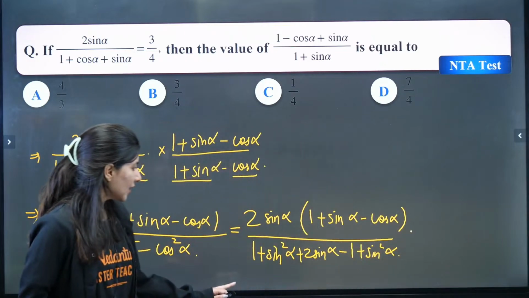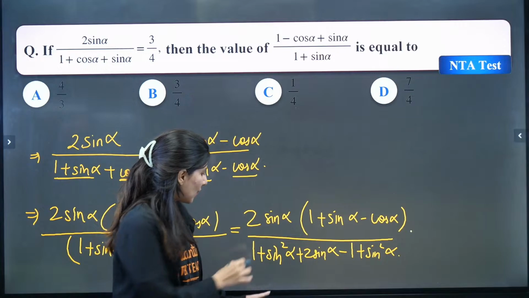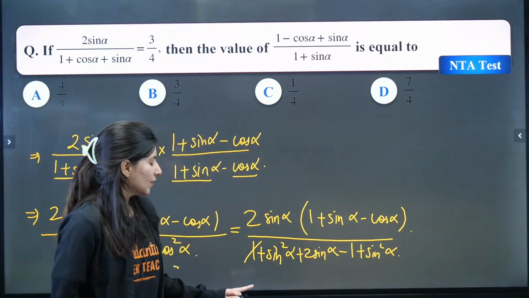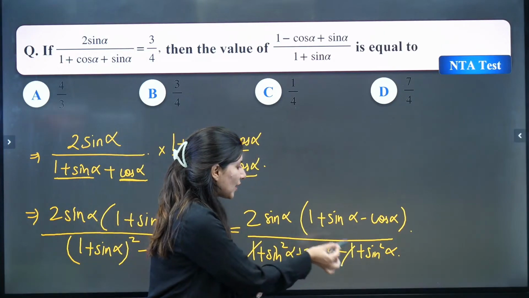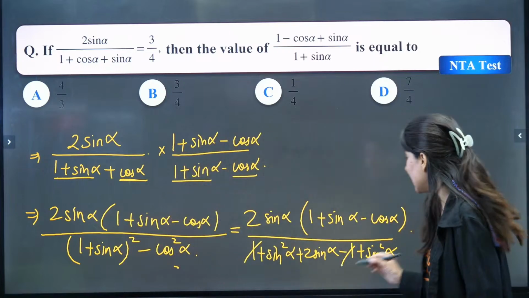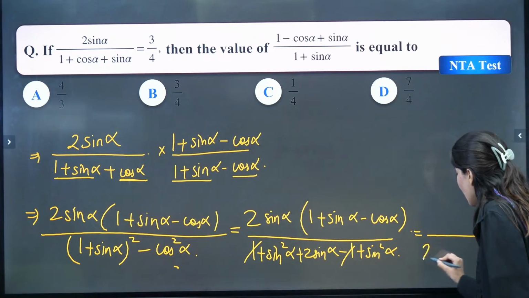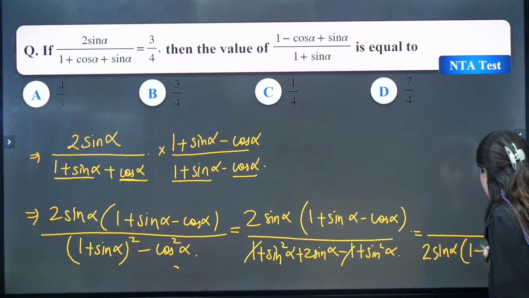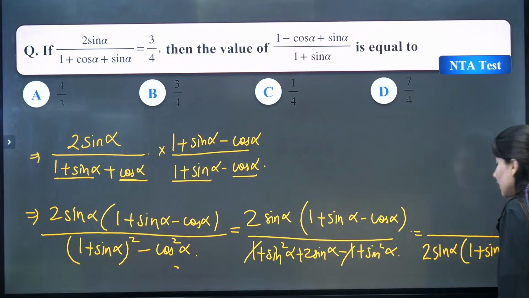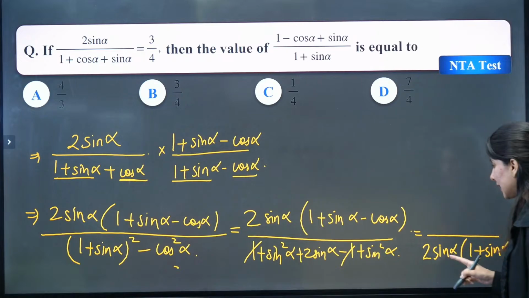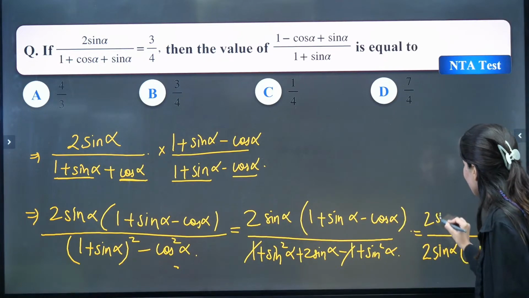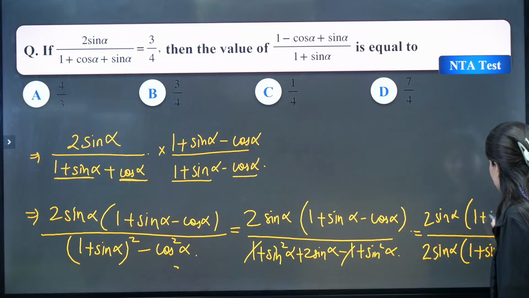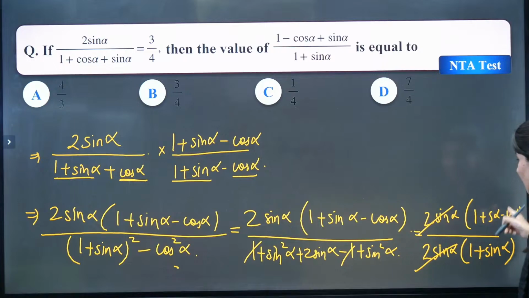So now can you see that this is 1 and 1 getting cancelled out, right? And this is 2 sin square alpha plus 2 sin alpha. If I take sin alpha common, what I get is 1 plus sin alpha. Yes, so this is your denominator, right? And what about this? 2 sin alpha is already here and 1 plus sin alpha minus cos alpha is here. So can you see these two are getting cancelled out?